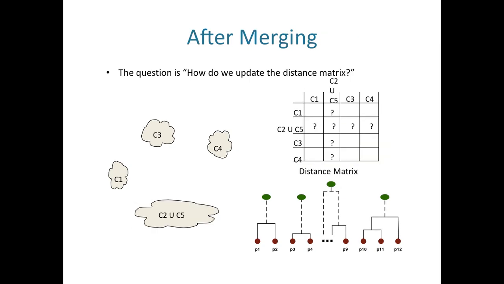And then in the distance matrix, we now have a unique column that represents both cluster 2 and cluster 5. And now what we need to do is compute the distance between this new cluster and all the other clusters that we have. And in the dendrogram, you see the dendrogram updated, and now we have just 4 clusters instead of 5.